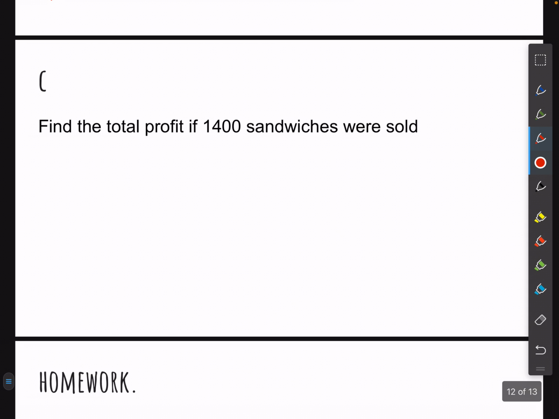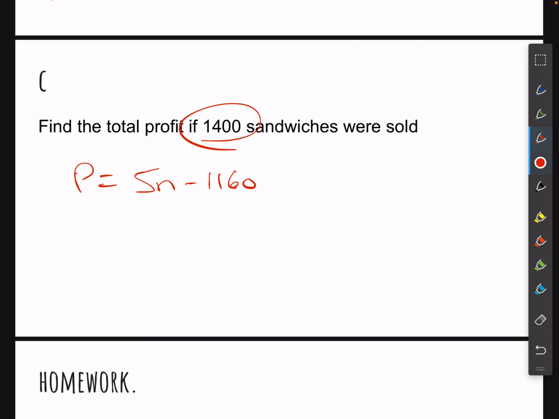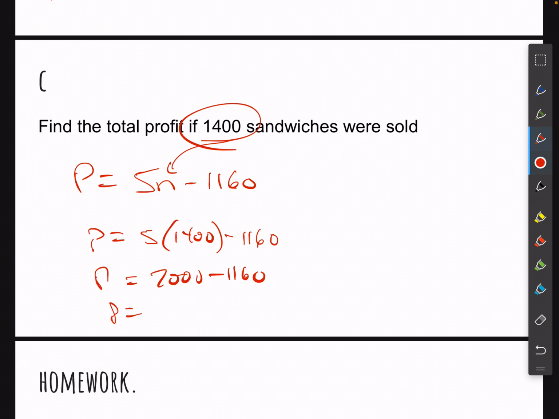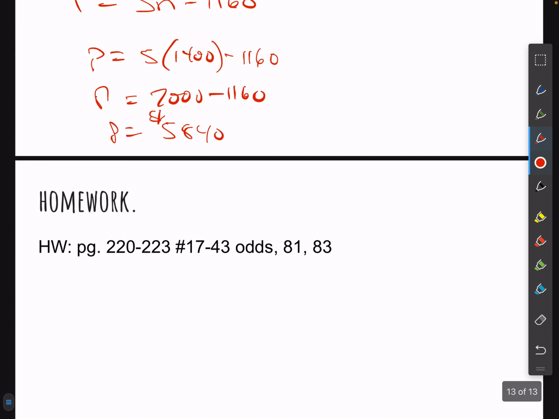For C, it says, find the total profit if 1,400 sandwiches were sold. To figure this out, I can go back to my profit equation, which we already did in part A. I think this is 1160. And then I'm going to take my number of sandwiches and plug it in. So P is equal to 5 times 1,400 minus 1160. You could do this on your calculator or by hand, it doesn't really matter. When you do this, you should get 7,000 minus 1160, which is equal to $5,840. So there's your profit on this one.